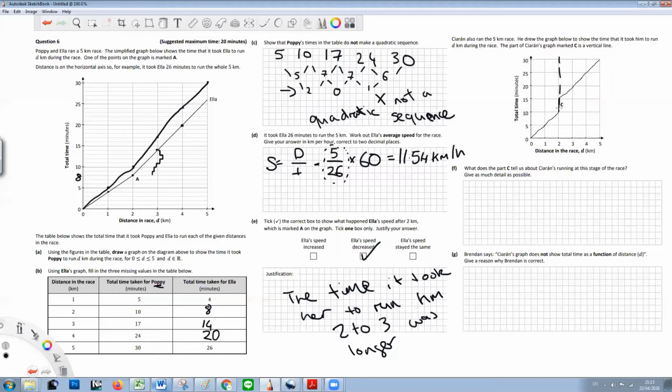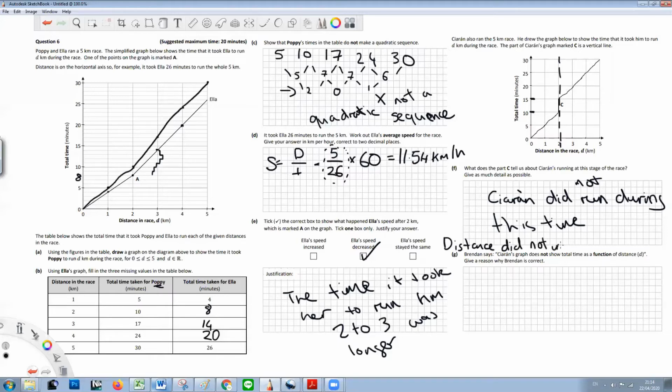If I'm on this line, that means that at all points during this time, I was on the second kilometer. So I was on the second kilometer between time 10 and 15, which means that basically he stopped doing anything. He just stopped where he was. So Kieran did not run during this time. And that's basically what you're saying, because the distance that he ran did not increase during that time period.